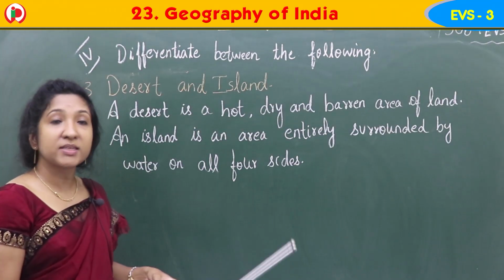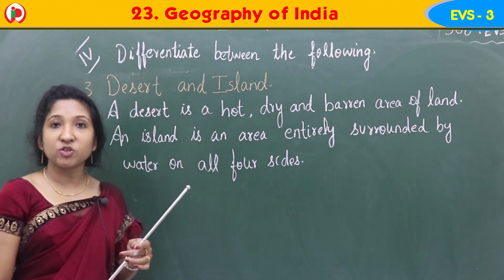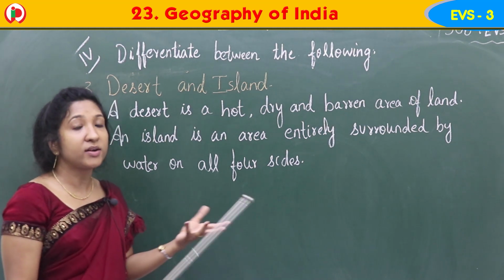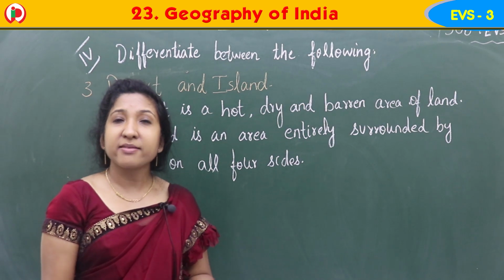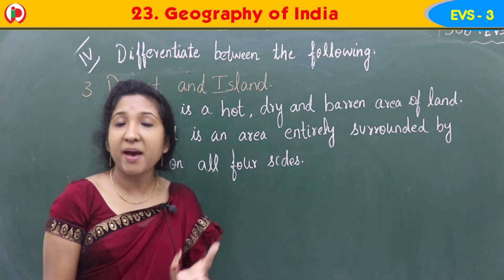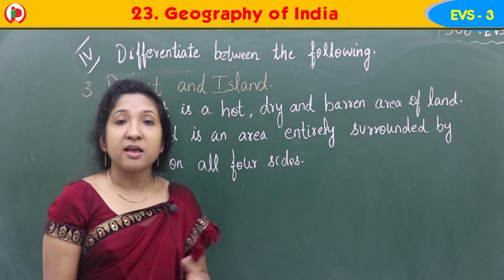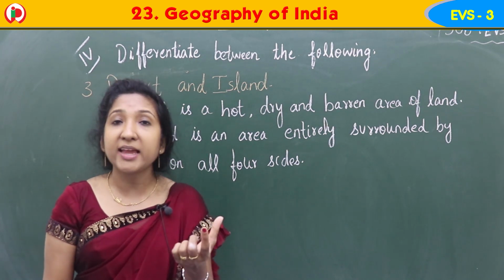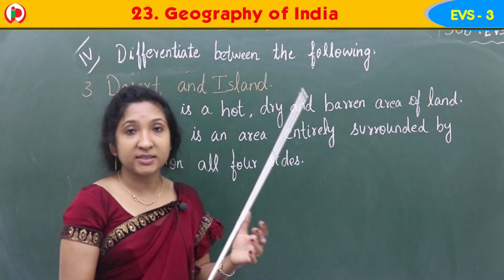Yes, so next question is third question. Differentiate between desert and island. You have to write the difference between desert and island. So what is a desert? We learned about deserts of India. Yes, it's a hot and dry land, a barren land full of sand, isn't it? Yes. Then island means area of land, small area of land surrounded by water on all the four sides.